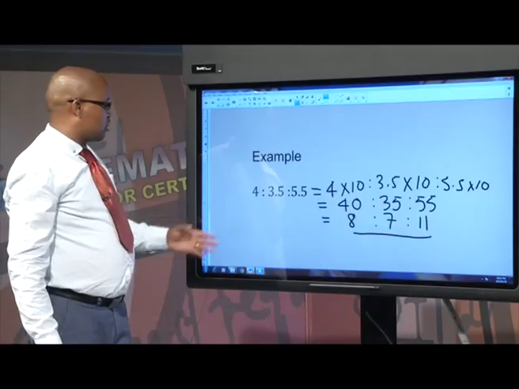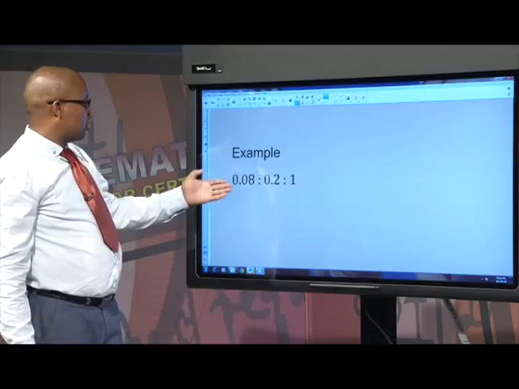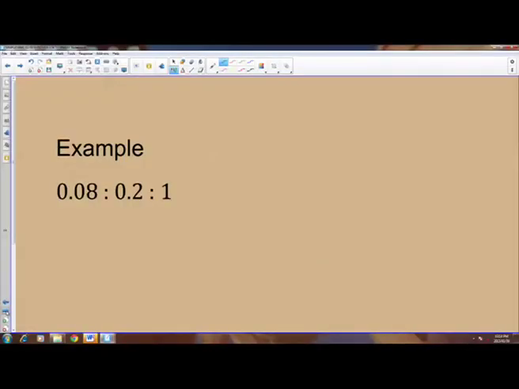Another example can be this one. 0.08 is to 0.2 is to 1. When we look at this example, this is written correct to 2 decimal places, this is written correct to 1, and this is a whole number. So we have to make sure that we simplify this. How do we simplify this? We are guided by the number with the highest number of decimal places. Here, 0.08 has 2 decimal places, 0.2 has 1, and 1 is a whole number. So the number with the highest number of decimal places is 0.08.